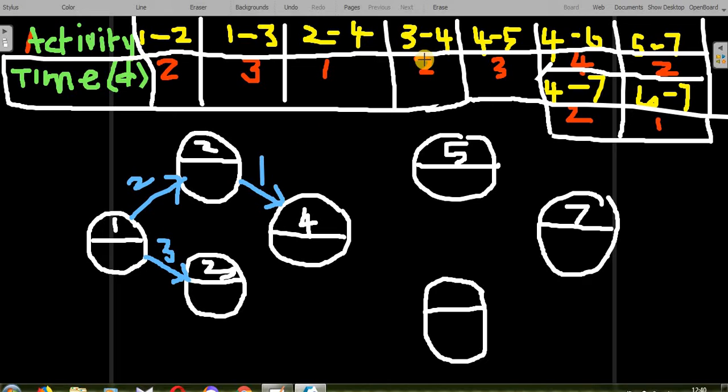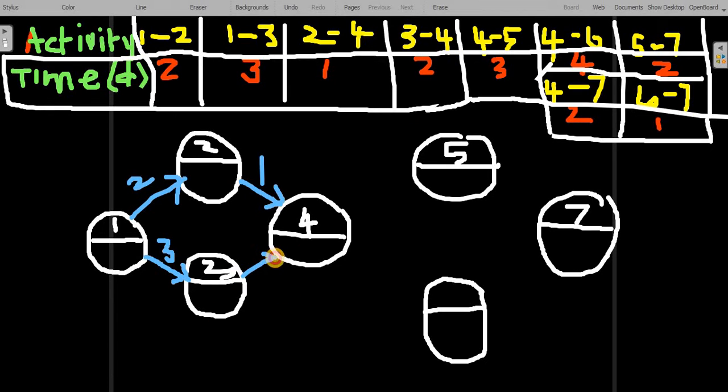Now the third event is connected to the fourth event. So what is the time limit given to us? The time limit is 2 days. Now the fourth event is connected to the fifth event. What is the time taken there? The time taken is 3 days.